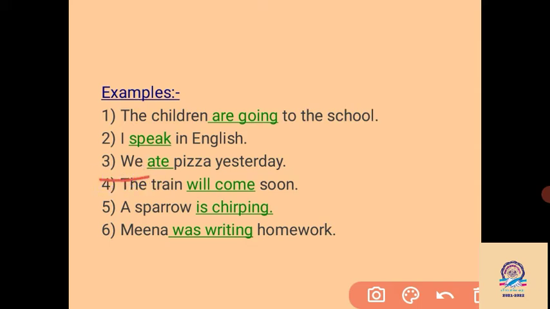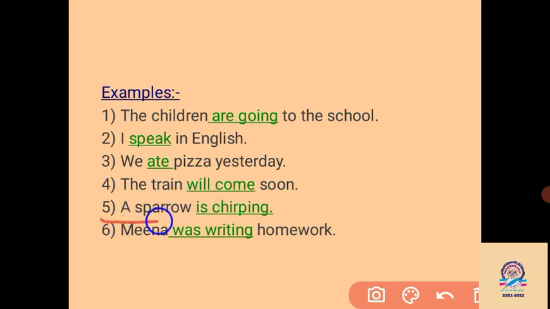Then we is a pronoun, and we know that we is a subject also. And the verb given is ate. Ate is a verb here. So, we ate pizza yesterday. Then the train is a subject, which means a noun is given here. Then will come becomes the verb. So, the train will come soon. So will come becomes the verb here.